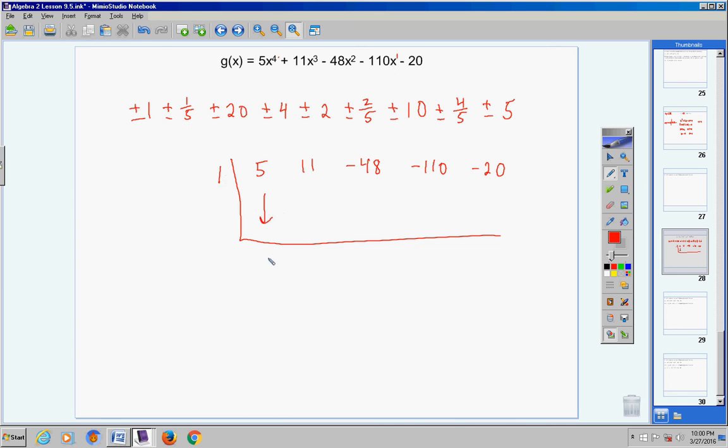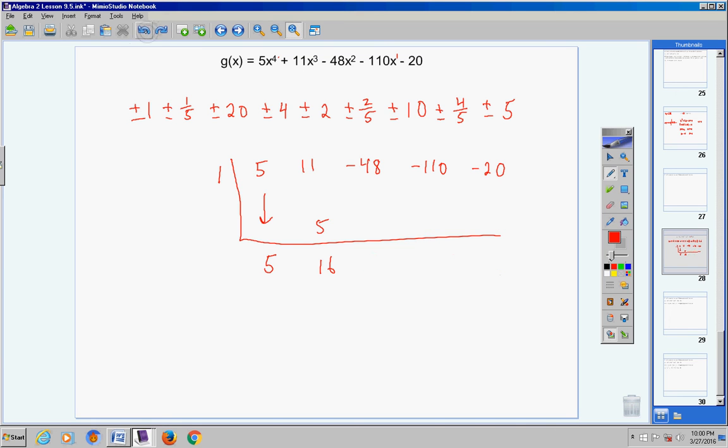Bring down your 5. 1 times 5, combine. 1 times 16, combine. You would get negative, what, 32, I believe. Yep. 1 times negative 32, negative 32. Combine, negative 142. Multiply 1 times negative 142, not even close. We're not going to get a 0 here. So that did not work.